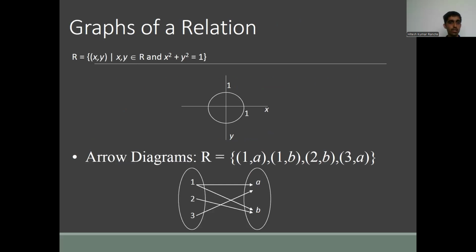Graph of a relation. This equation is a circle: x squared plus y squared is equal to 1, and this is the graph of this equation. And arrow diagram: 1→A, 1→B, 2→B, 3→A. One approach: 1 goes to A and 1 goes to B, 2 to A and 3 to A.